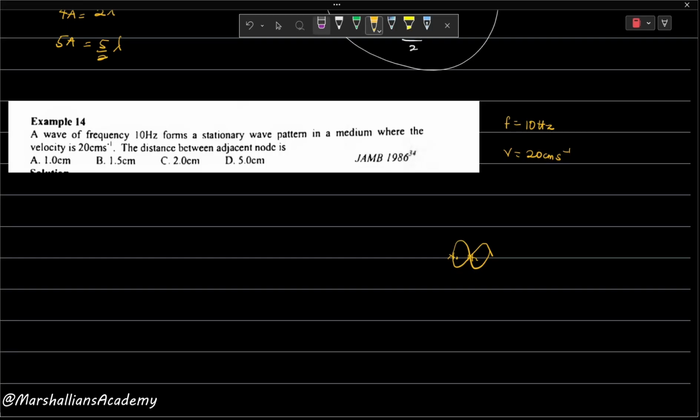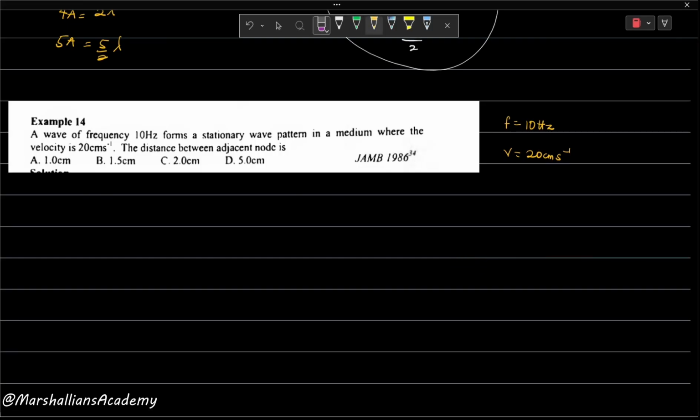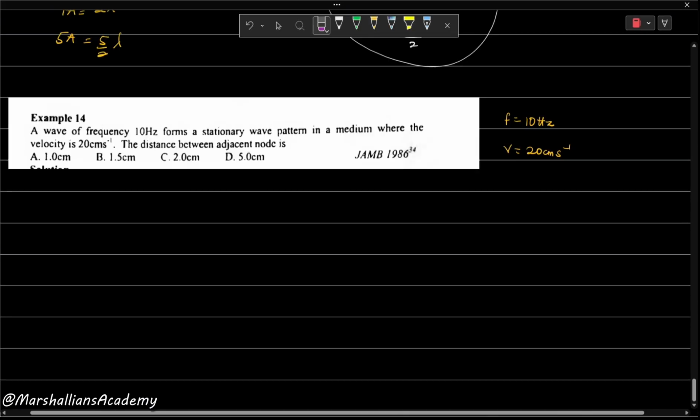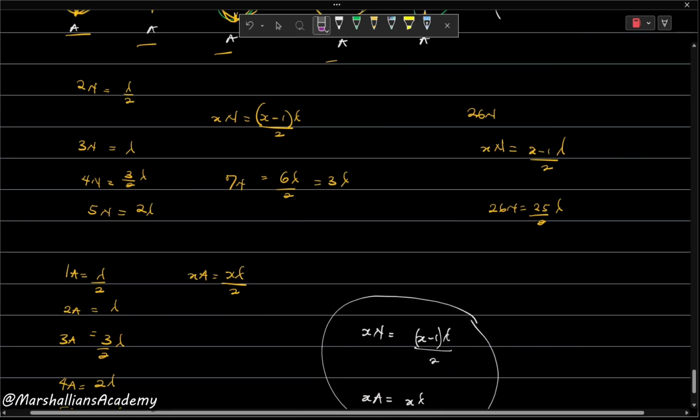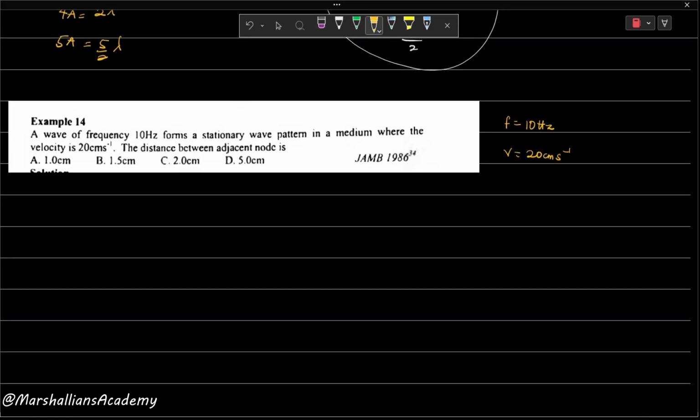It's very, very easy. Basically, you know that the distance between two successive nodes, just remember, once a wavelength has two nodes, you can come back up. If it has two nodes, then it has half of a wavelength. Therefore, the distance between two nodes is equal to lambda over 2. But now, we need our answer in centimeters.